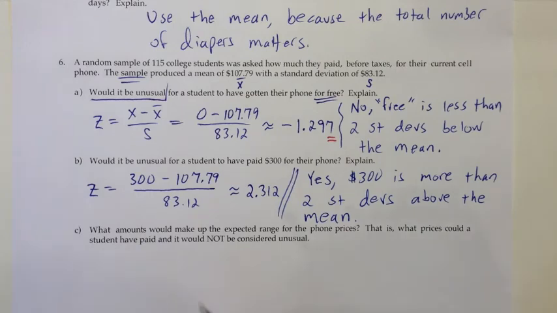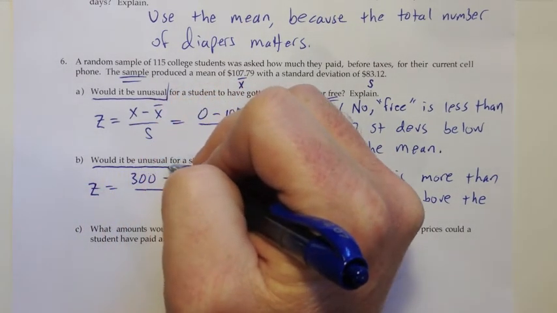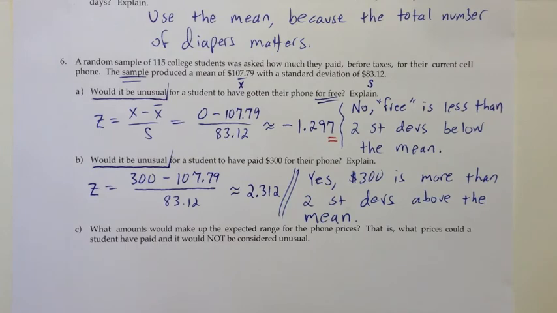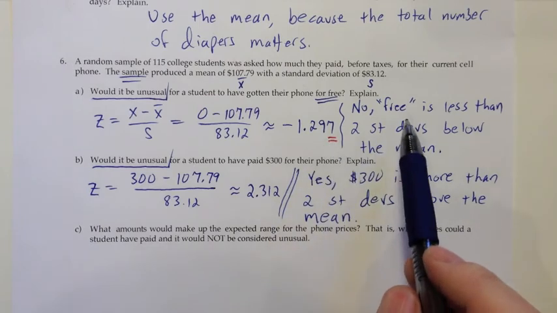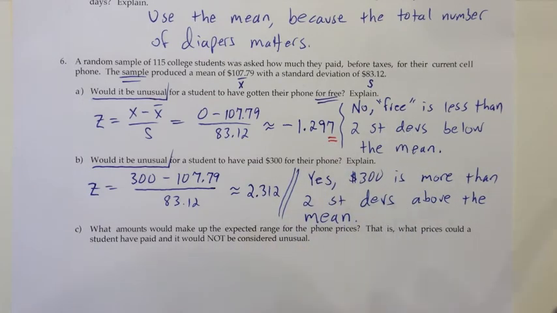And so the main thing you want to remember there is that kind of word trigger. If you hear them ask would it be unusual, then you want to do a z-score, and then their cutoff for that is 2. Less than 2 standard deviations away from the mean, not unusual, more than 2 is unusual.